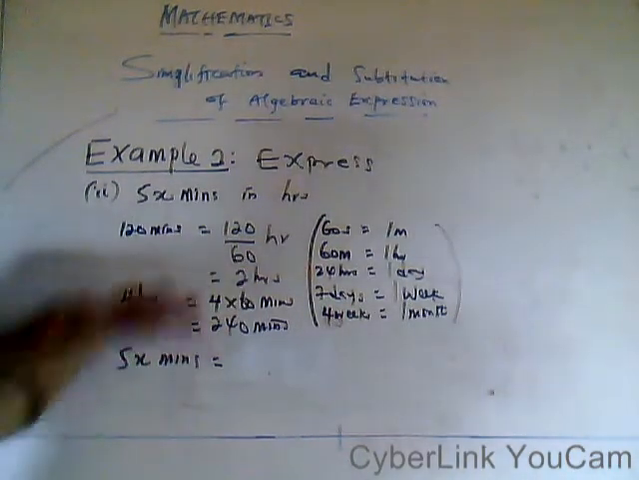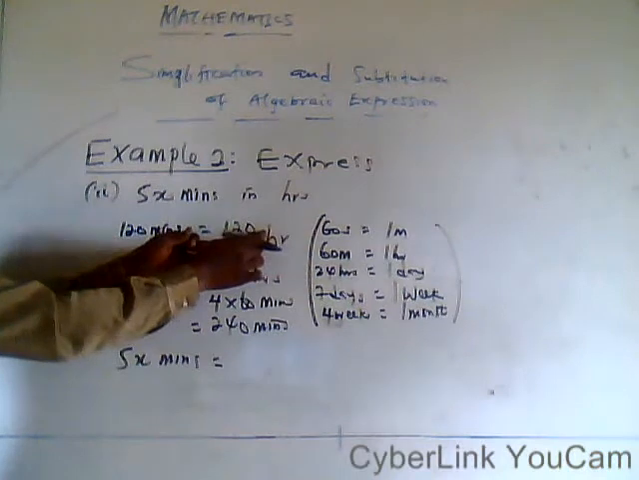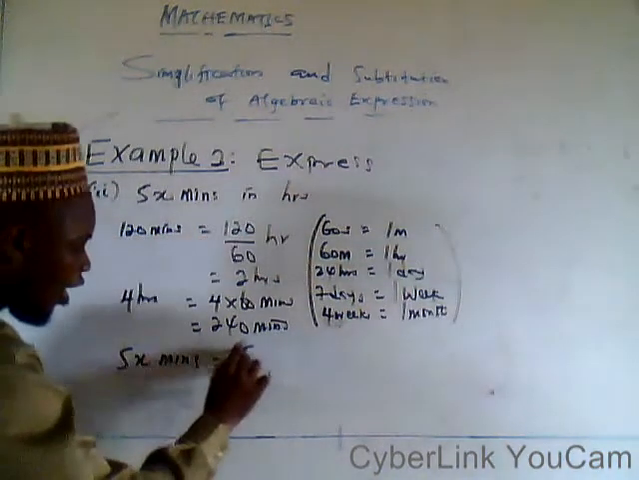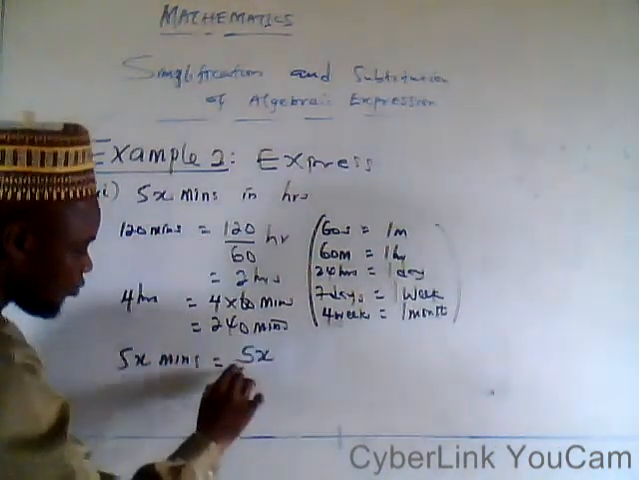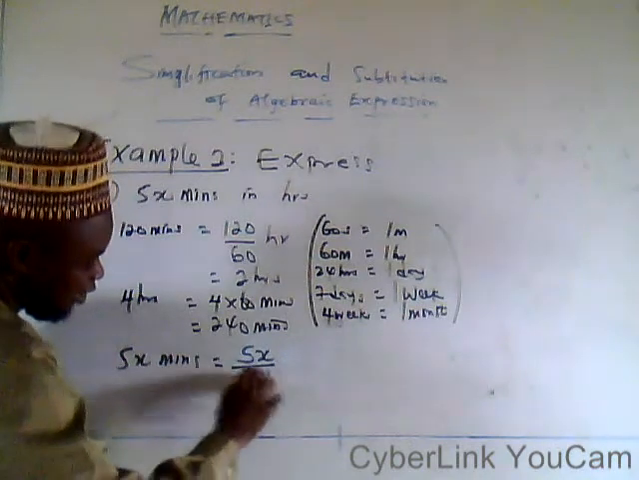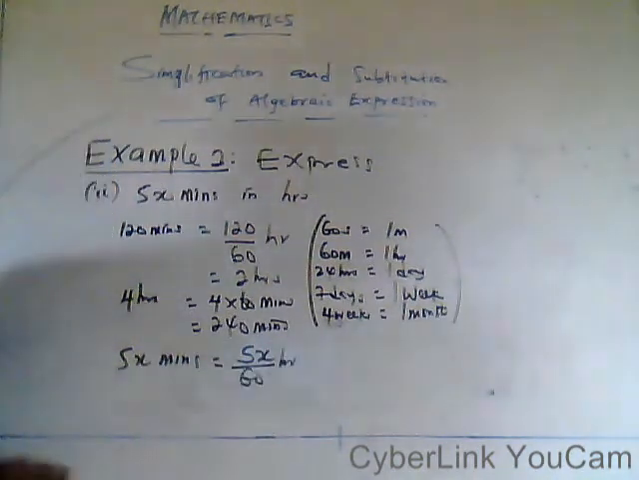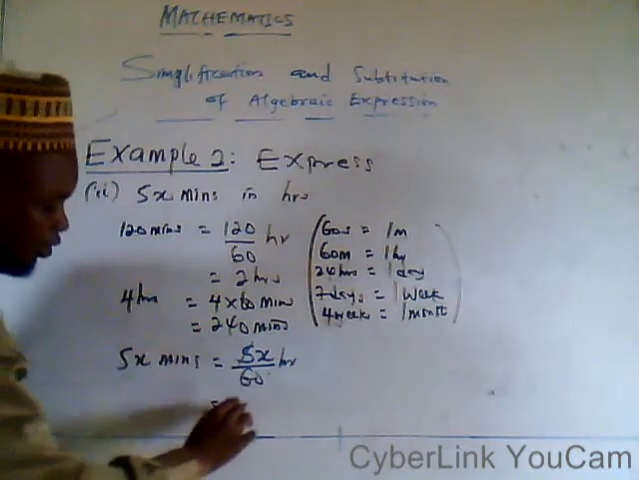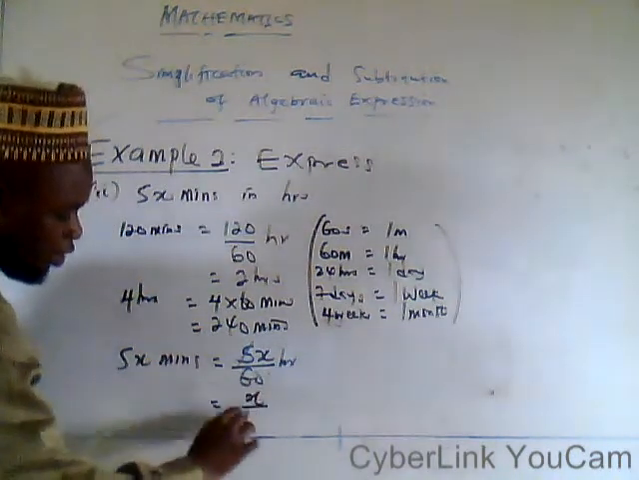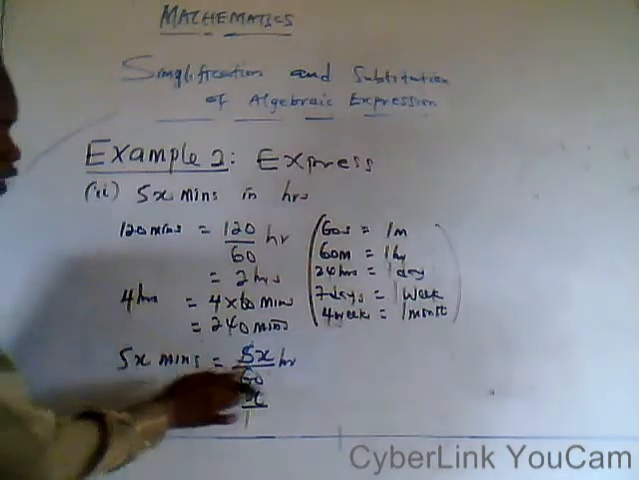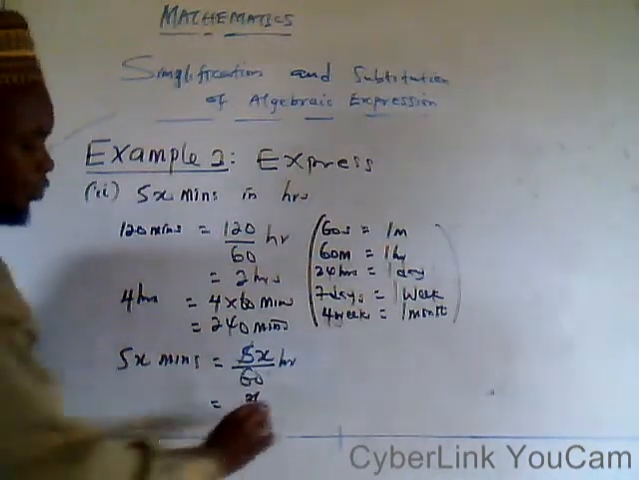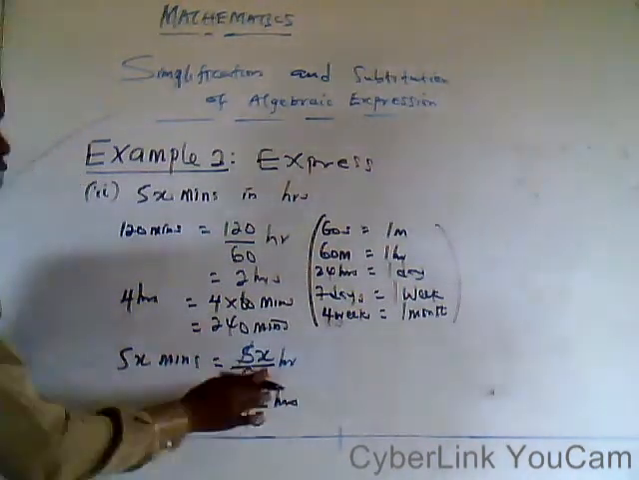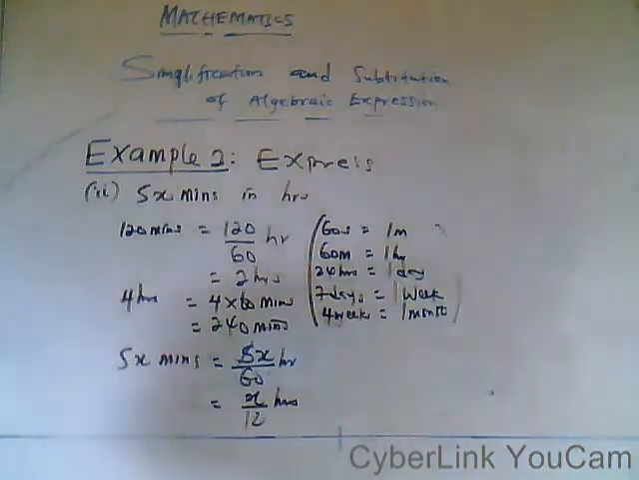So what do you do here now? From minute to hour, you do the reverse of what you did here. So you are going to have 5x over 60 in hours. What is 5 in 60? 5 here is 1, remainder 1. What is 5 in 10? That is 2. That is 12 hours. So you are going to have x over 12 hours.